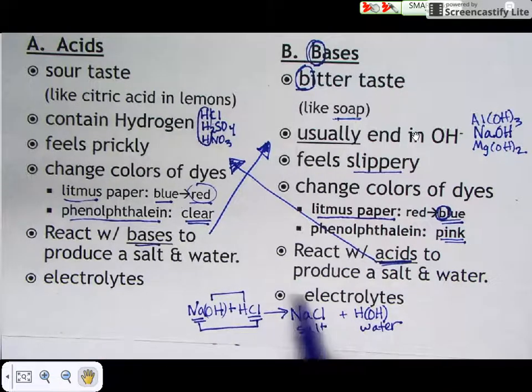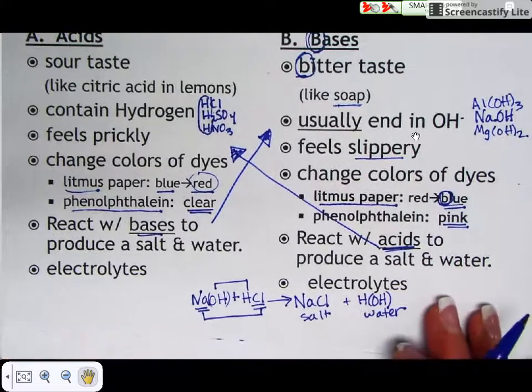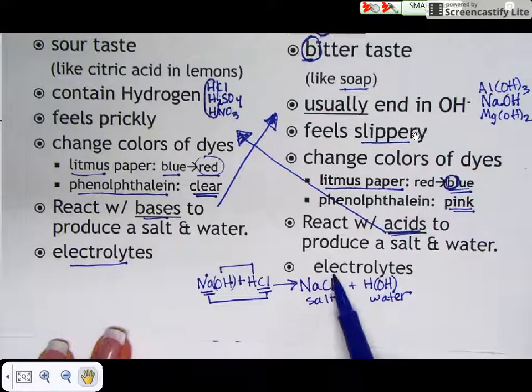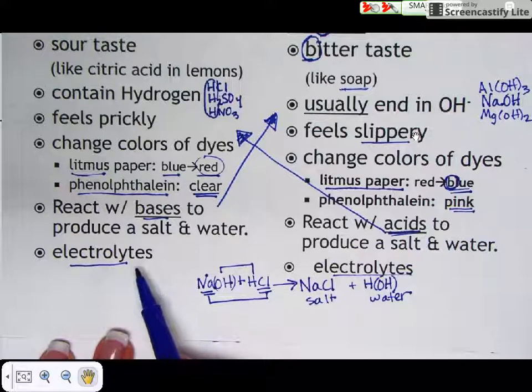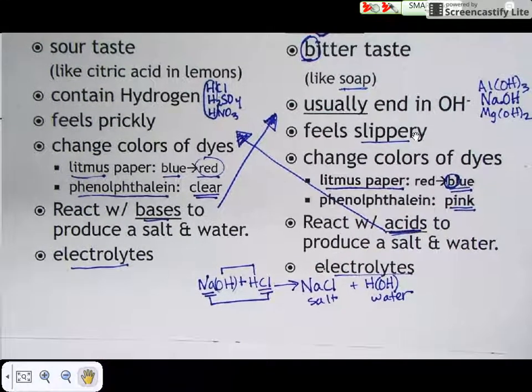Finally, the last characteristic is they are electrolytes, which means when they're dissolved in water, they will conduct electricity. This adds to our knowledge of the other electrolytes. Remember, we learned that ionic compounds also, when dissolved in water or in the molten state, conduct electricity. So are acids and bases. They will conduct electricity when dissolved in water.